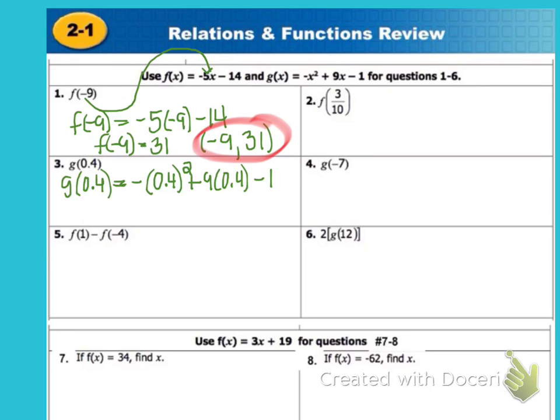And I'm going to use my calculator to calculate that. And if you'd like to do that, go ahead and pause the video and try it yourself. And I got a value of 2.44. So g of 0.4 is 2.44, and that indicates I have an ordered pair of 0.4, 2.44.